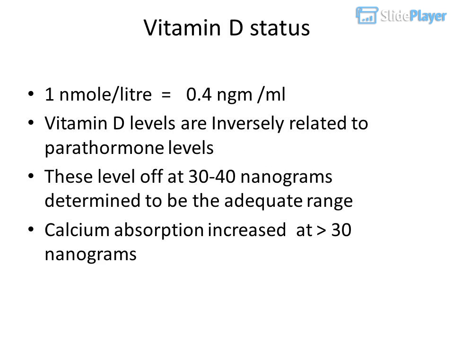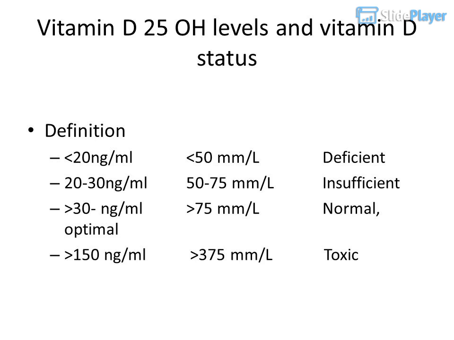Vitamin D status: 1 nmol/liter equals 0.4 nanograms/ml. Vitamin D levels are inversely related to parathormone levels. These level off at 30 to 40 nanograms, determined to be the adequate range. Calcium absorption is increased at greater than 30 nanograms. 25-OH vitamin D levels and vitamin D status.